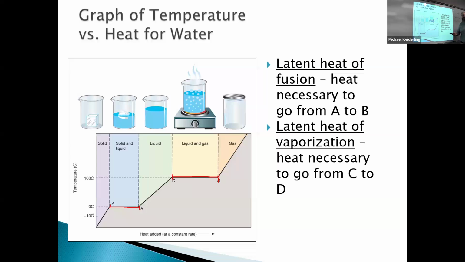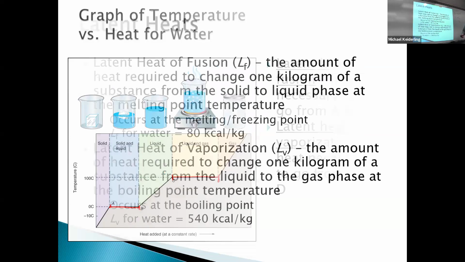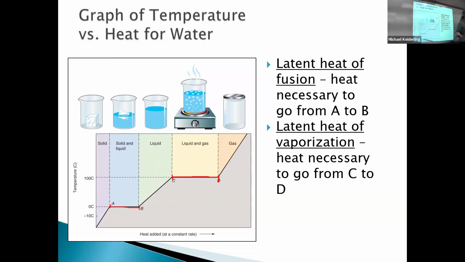That's the heat necessary to go from C to D. This is not to scale because this should be a lot bigger. Because the latent heat of vaporization for water would be off the scale here. This is only like 120, and it should be like 540. So this should be quite a bit bigger. But they made it smaller so they could fit it on a graph that looked fit in the textbook.